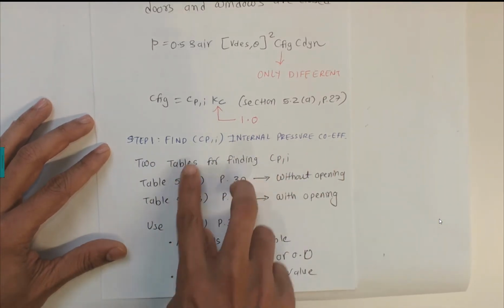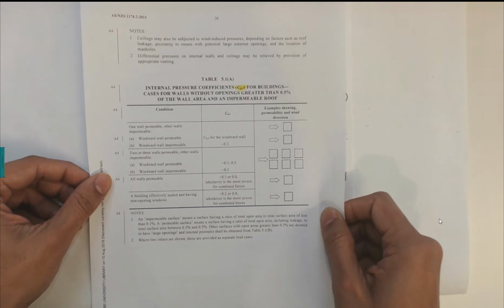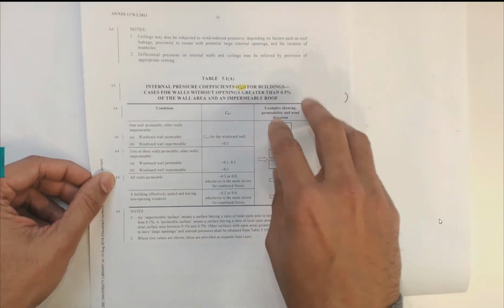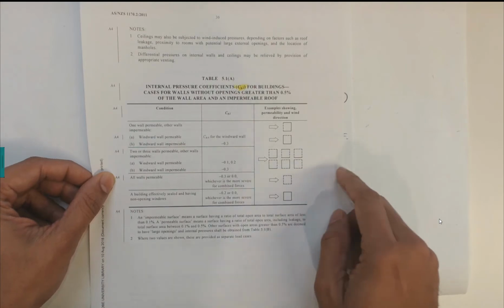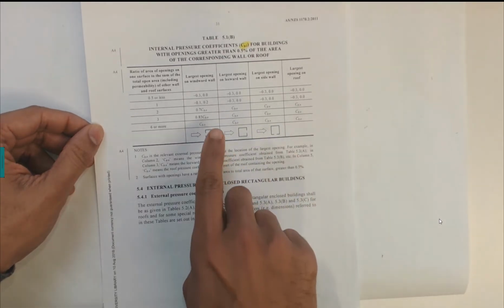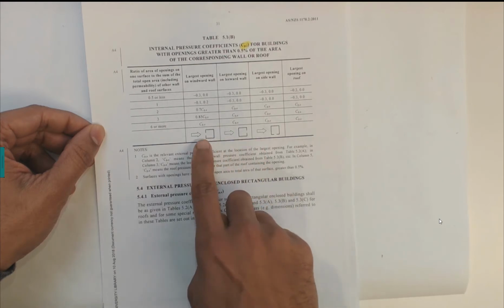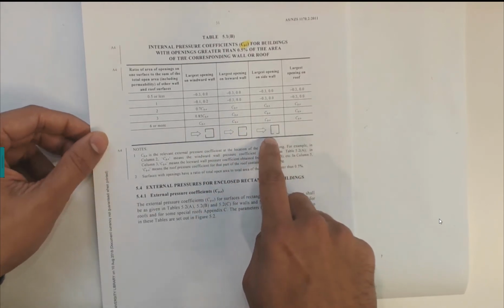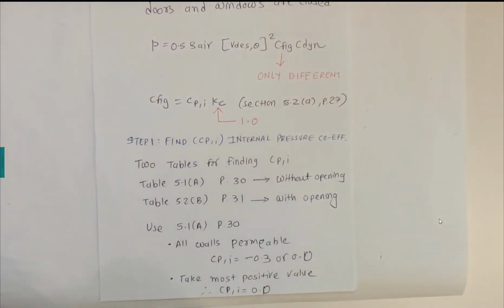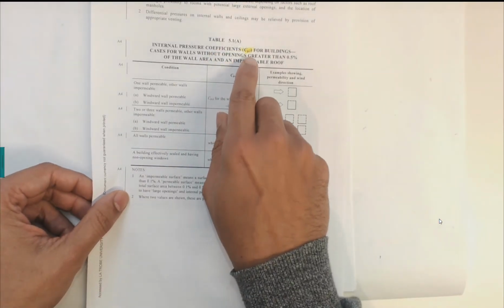We have two tables to calculate the C_pi, on page number 30 and page number 31. Table 5.1a on page 30 covers buildings that are completely enclosed, with no openings but some permeability allowed. Table 5.1b covers various openings, such as an opening on the leeward wall, windward wall, and side wall. But here we assume that all the doors and windows are closed, so we are going to use table 5.1a to calculate C_pi.